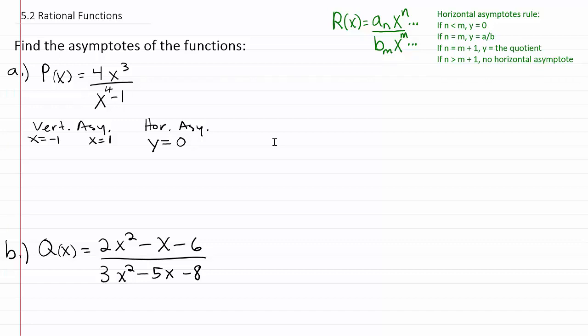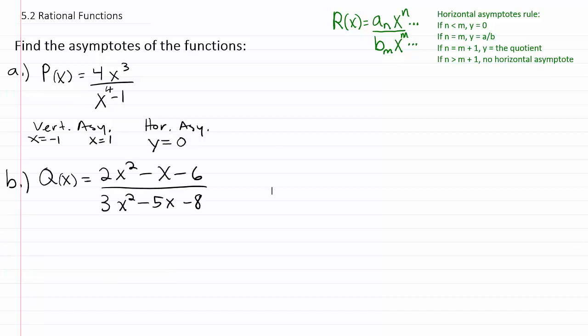Let's look at part B then. For part B, we're going to do the same thing. We're going to set the denominator equal to 0 in order to find the vertical asymptotes. So we'll set those equal to 0, and that'll mean trying to factor in this case. Let's try 3x and x for the first term, and then for 8, we have to think of possible factors that may work here. We can try, for example, 2 and 4.